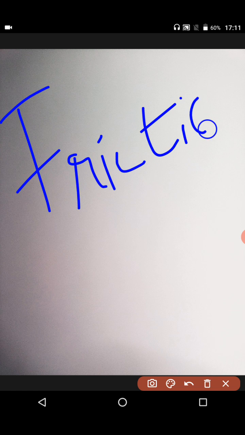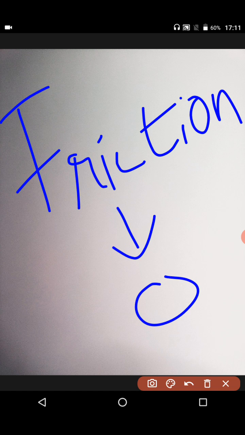He's asking whether we can make the friction 0. No, we can't. Never. Friction can never be entirely eliminated. It will be there. Even if it is perfectly smooth, some irregularities will be there. So friction is never 0.